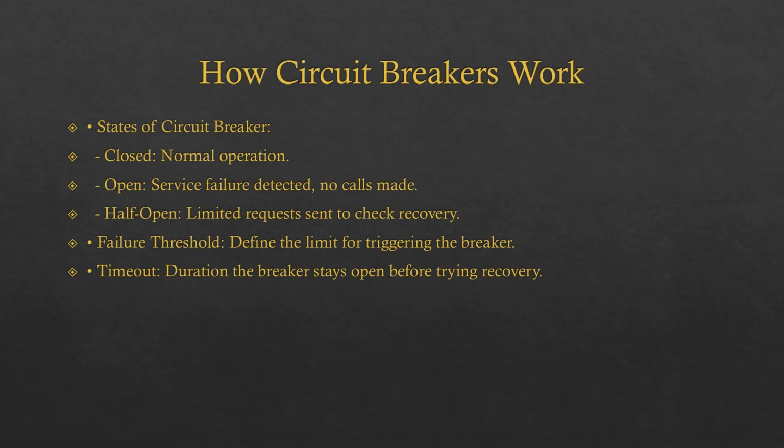Circuit breakers function through three states: closed, open, and half open. In the closed state, the service operates normally. When a failure is detected, the circuit breaker switches to the open state, preventing any further requests. After a set time, it moves to the half-open state where limited requests are allowed to test if the service has recovered. If successful, the circuit breaker closes again, otherwise it remains open.